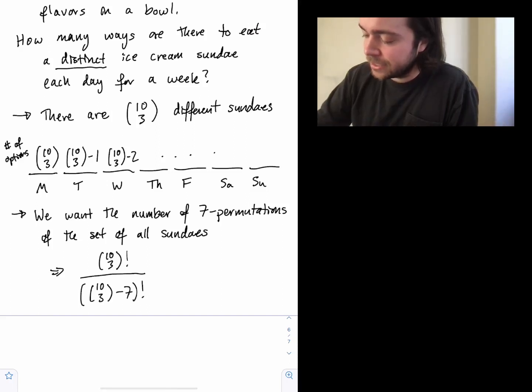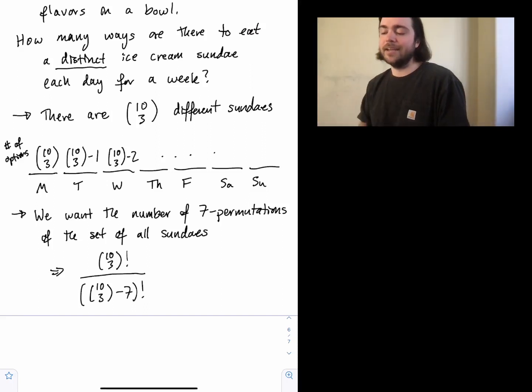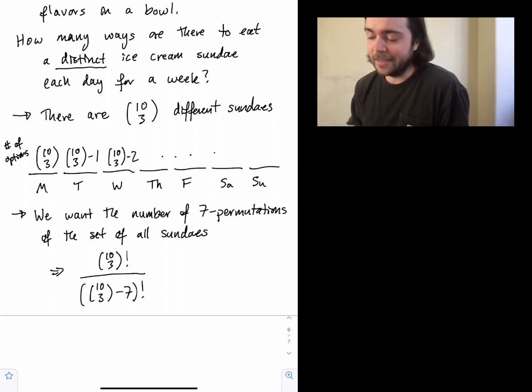This was what we saw: it was n factorial over n minus k factorial to count the number of k permutations of a set of size n. That's exactly the pattern of thinking we fell into when we were doing this problem. So that's our answer. And of course, you could get an actual number for that, but sometimes I prefer just leaving it in this notation because it's more intuitive. It makes more sense how we got there than just seeing some final number.